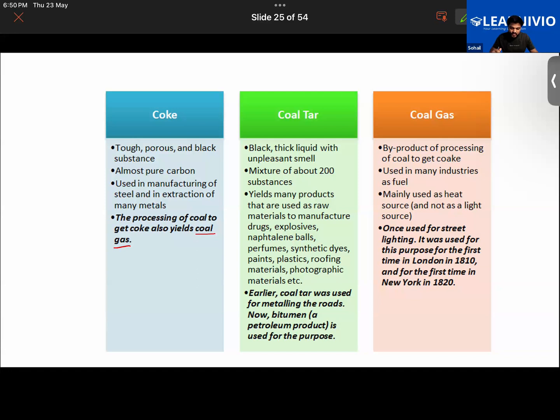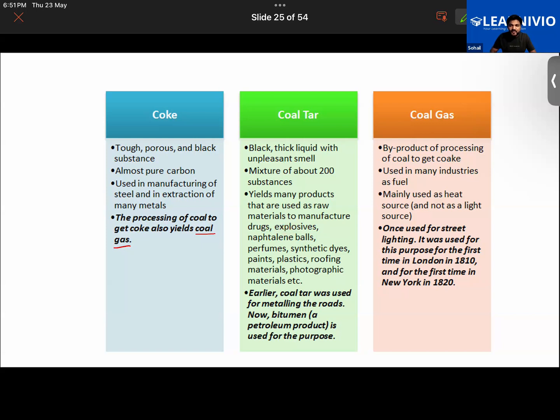Talking about coal tar, it's a black, thick liquid which has a very unpleasant smell, and it's a mixture of about 200 different substances. Coal tar can be processed further to obtain so many useful products from it. Coal tar would be used as raw material to manufacture drugs, here meaning medicines, explosives, and naphthalene balls. You all might have seen naphthalene balls.